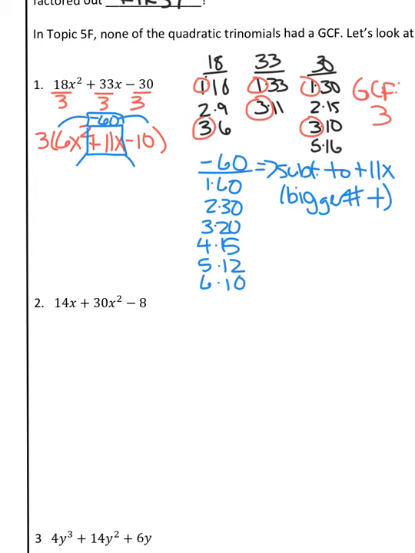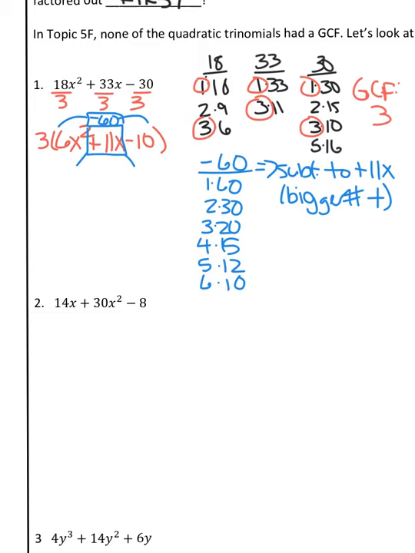So if I look at the first one, 60 minus 1 is 59. That does not work. I look at the second one, 30 minus 2 is 28. That does not give me 11. I look at the third one, 20 minus 3 is 17, not 11. Look at the fourth one, 15 minus 4, yay, it is 11.